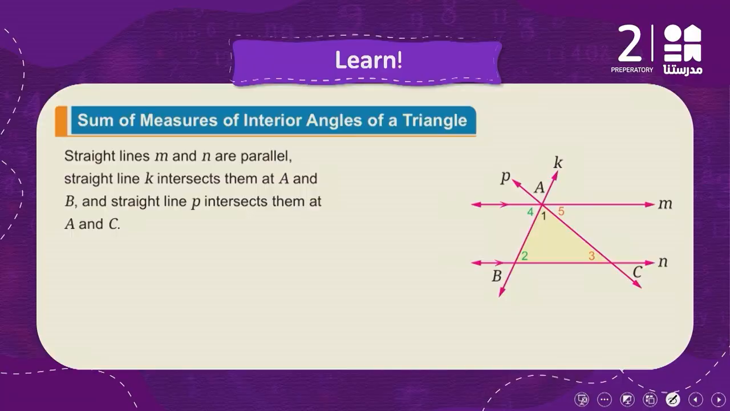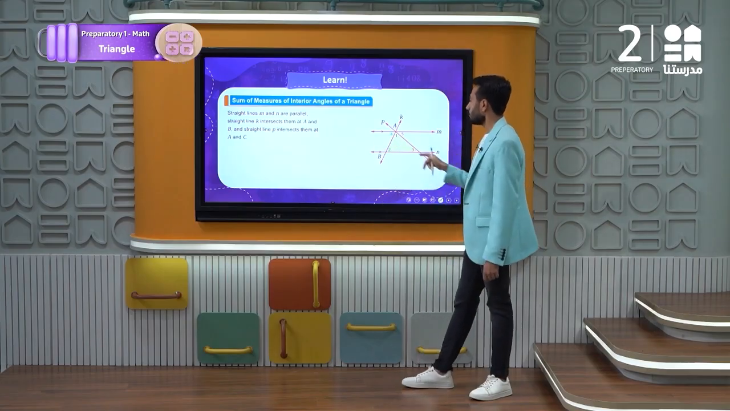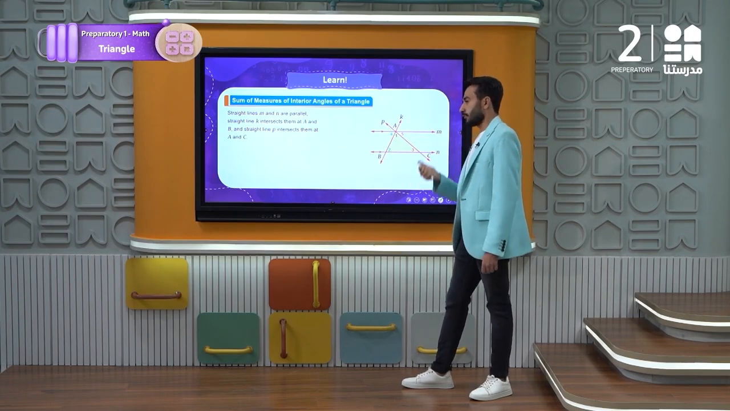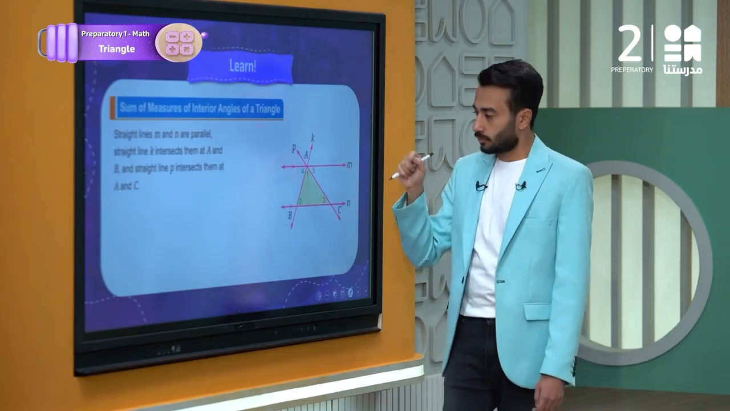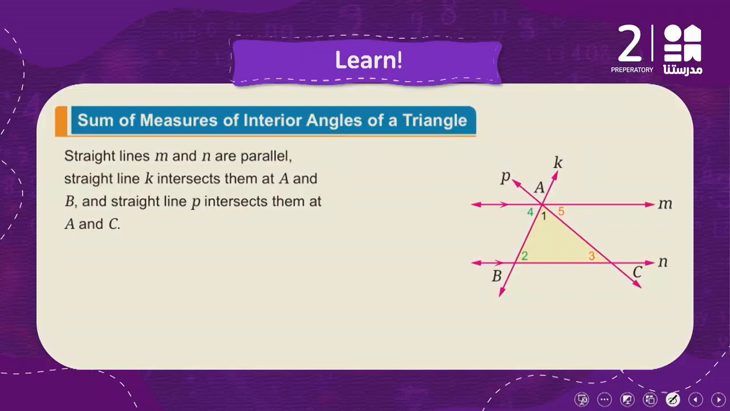We know that if this straight line, like M and N, they are parallel, straight line K intersect them at A and B, straight line P intersect them at A and C. We have two parallel lines, M, N. We have this line, which is called transversal, and this line also, which is called transversal, K and P. They are intersected together at point A. K here intersected with this line at B, and P intersected with N at C. So now we have this triangle, ABC.